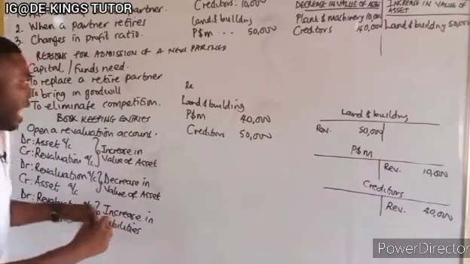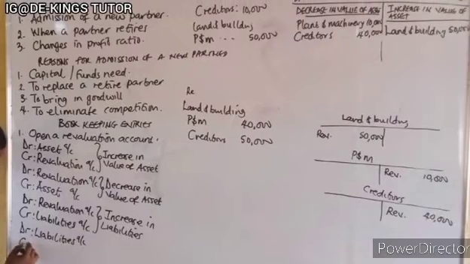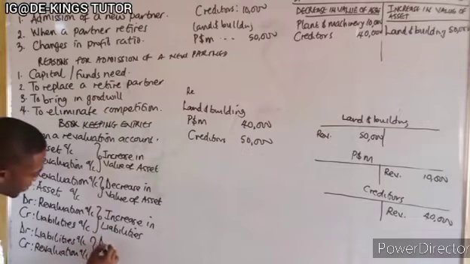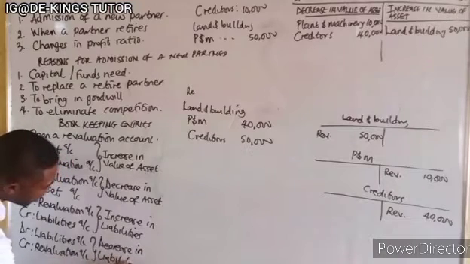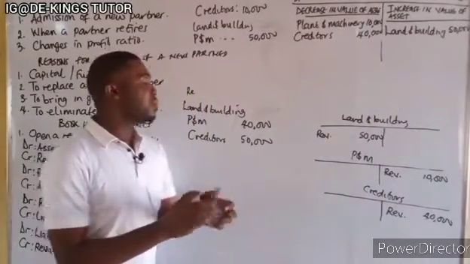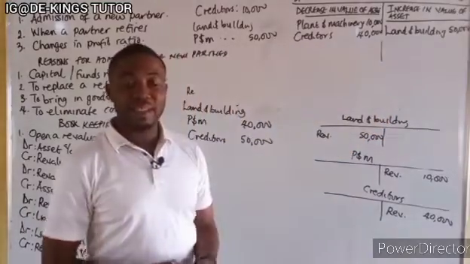Liabilities. Okay. Now also, we said you debit liabilities account and you credit the revaluation account when there is decrease in liabilities. That is when the liabilities decrease, when the liabilities reduce. What you have to do is to credit the asset account and you debit the liabilities account.